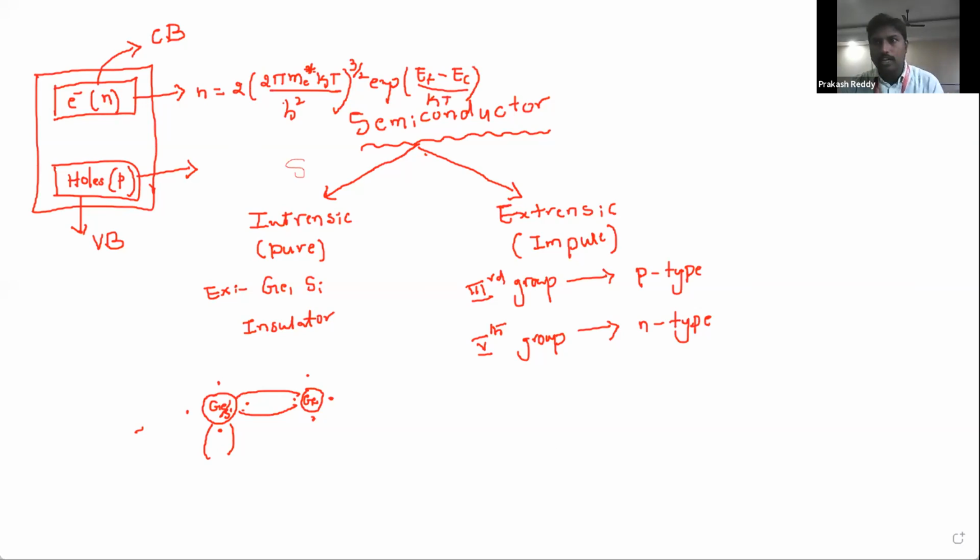Respond through your chat box, Amma. Respond through the chat box.